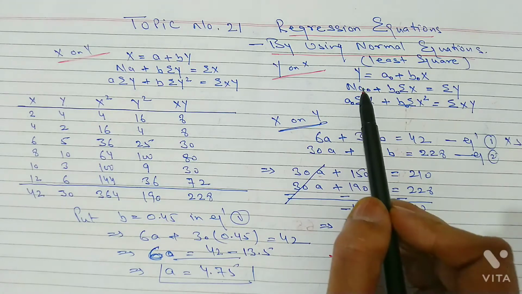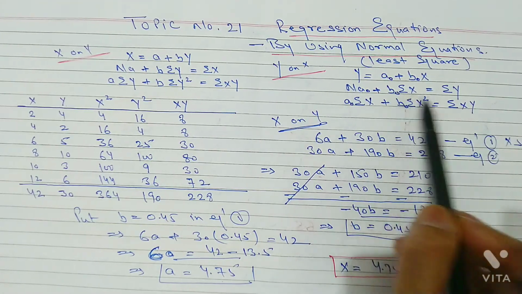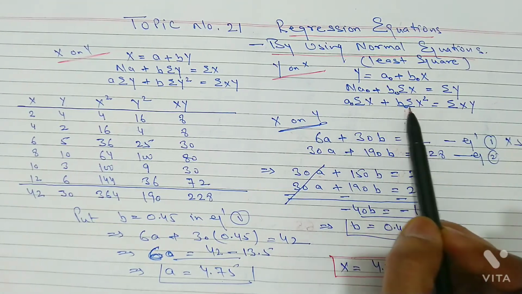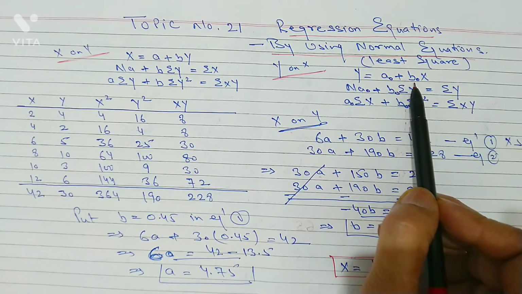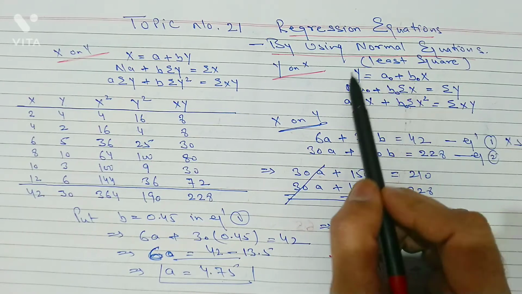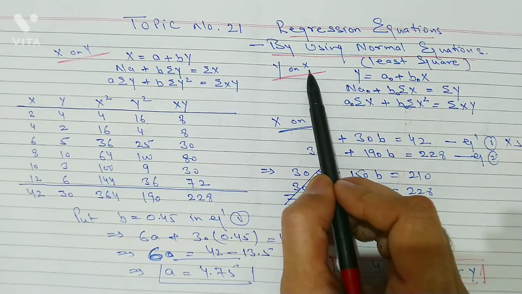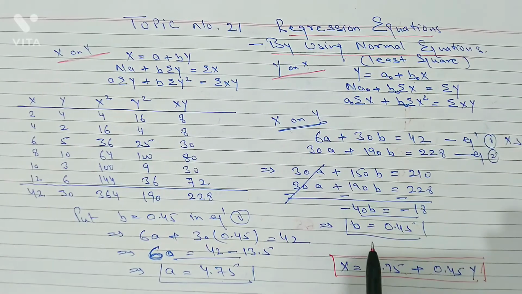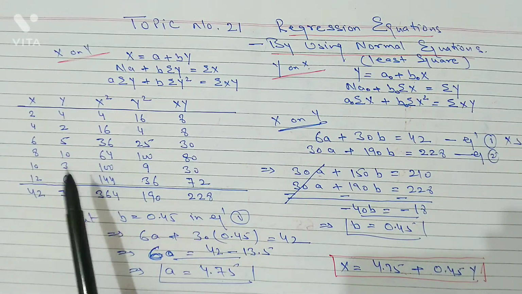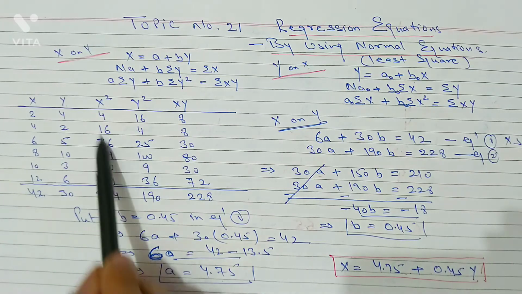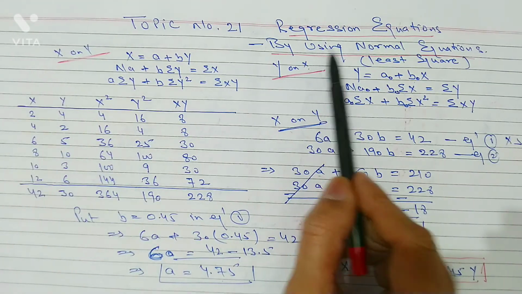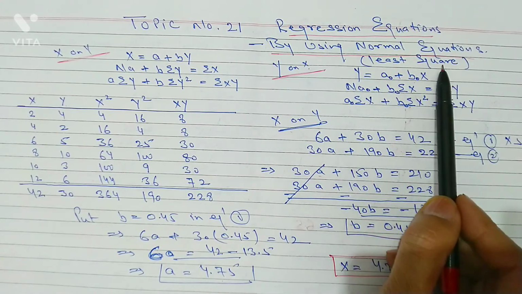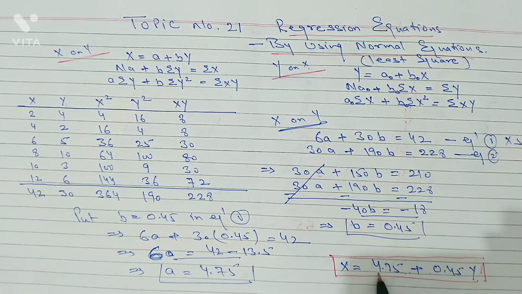Same way you can put the values of n, summation x, summation y, summation x square and summation xy, and calculate a naught and b naught. Then put these two values in the equation and you get y on x. Clear? This is how to find regression equations from given data by using normal equations or the least square method. Our answer is x equals 4.75 plus 0.45 y.